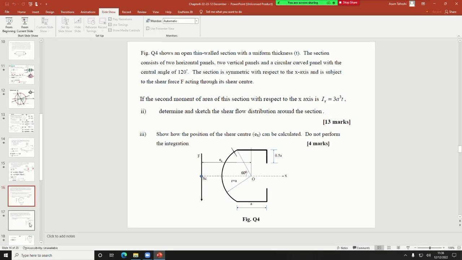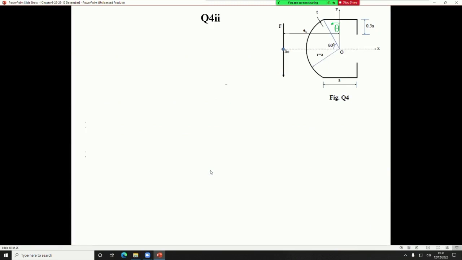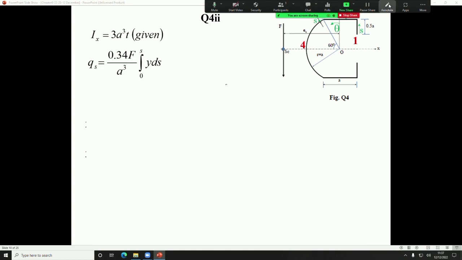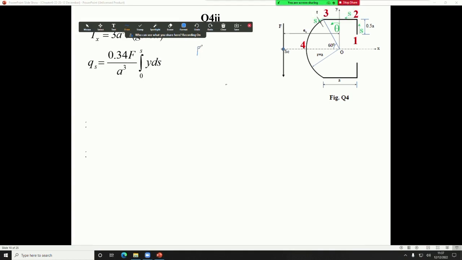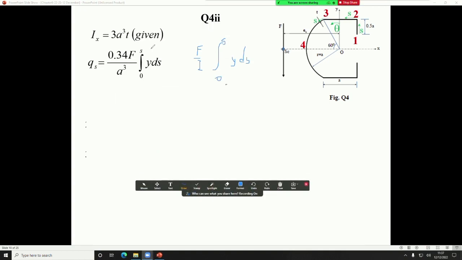I think I did that part, so I just jump to this one. The section is symmetric with respect to the x-axis. So I've divided it into panels 1-2, 2-3, and 3-4. These are the three curvilinear coordinate systems attached to points 1, 2, and 3, respectively. This is given, and the equation is V over I, so this is F divided by I, integral of y ds from 0 to s, where s is a variable. So if I substitute I here, 1 over 3, it ends up with 0.3333, which I've already rounded to 0.34.